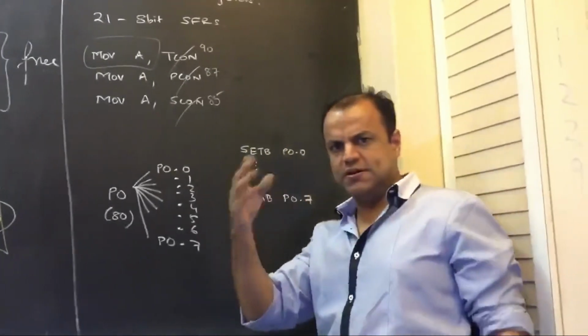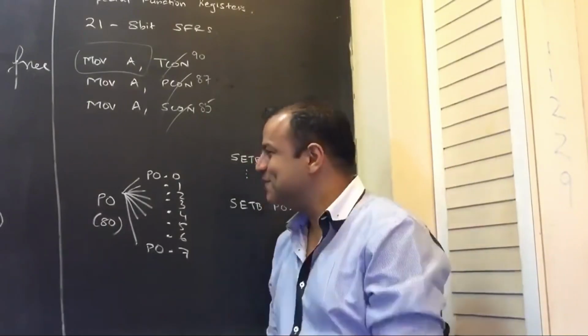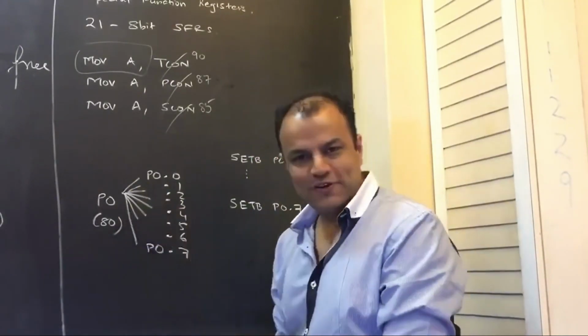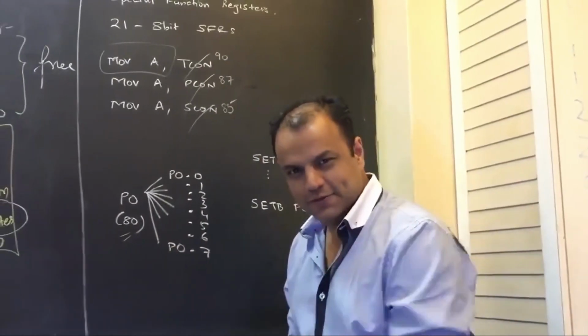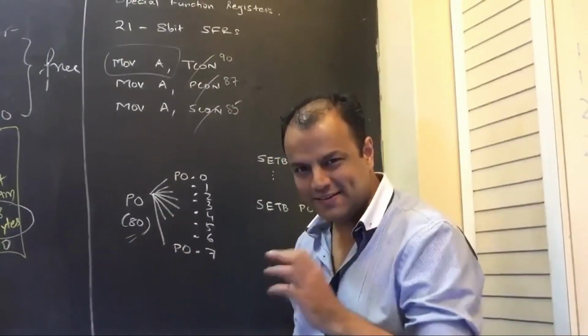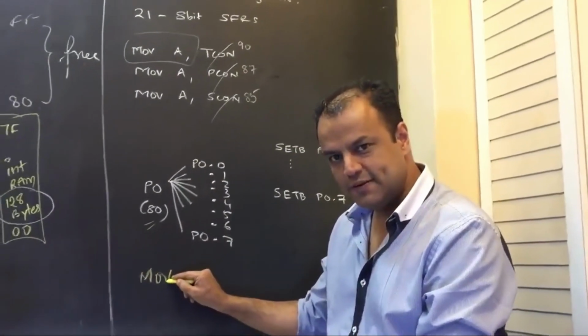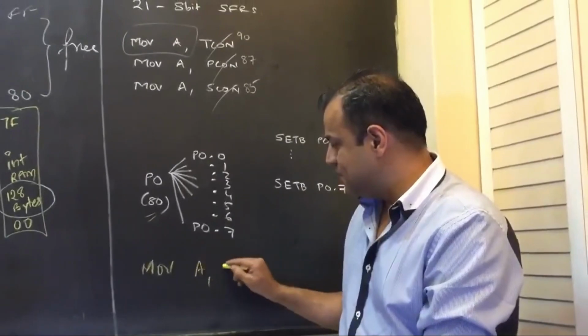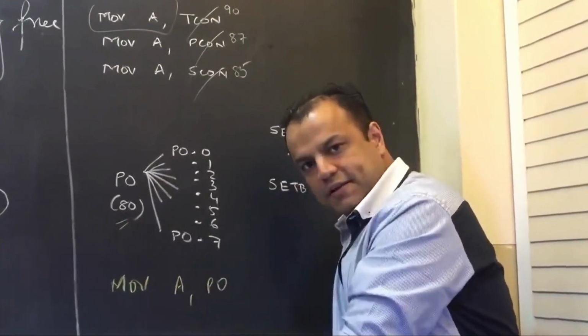Now there is something more to understand, even more interesting. Look here. Port 0 is also an SFR. Its address is 80. Okay, we're almost done with this small thing. Port 0's address is 80. So when you write move A, P0, I hope you can see this, this is assembly language. When you write it, it is written like this.